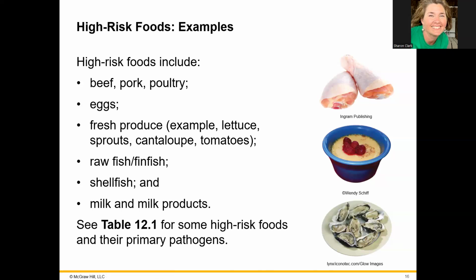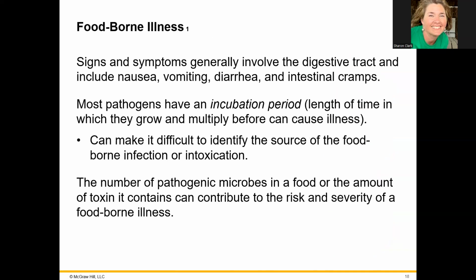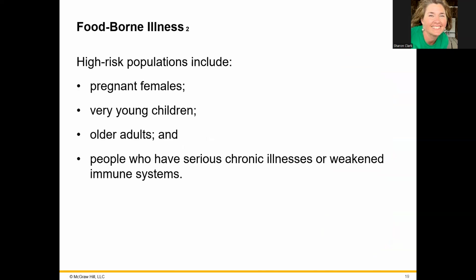So let's look at some of the high risk people who may suffer from foodborne illnesses. So remember, foodborne illnesses usually come about with nausea, vomiting, diarrhea, intestinal cramps. Most pathogens, unfortunately, have an incubation period, the length of time before they can cause the signs and symptoms. The pregnant women, very young and very old, and people with serious chronic disease or cancer patients, or in other words, your immunocompromised populations are more susceptible.